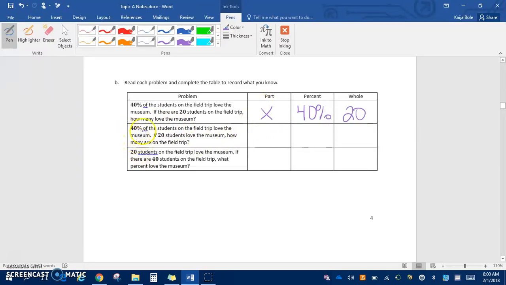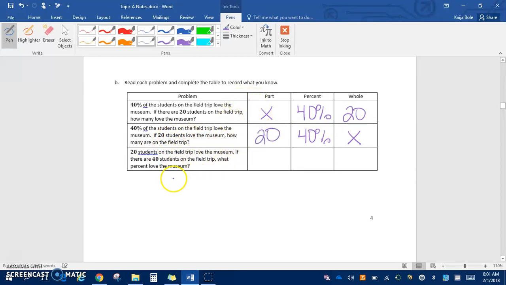The second one says 40% of the students on the field trip love the museum. If 20 students love the museum, how many are on the field trip? So again, we see that percent right away. It's 40%. Now you need to read this closely because it looks like it might be the same as the first one, but it's not. This one says if 20 students love the museum, how many are on the field trip? So we don't know that whole number. So that's our x. But we do know that the part is 20.